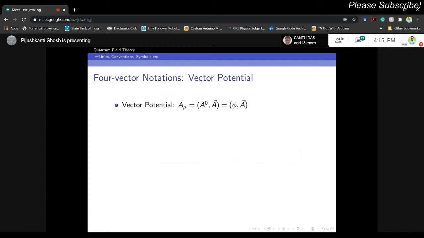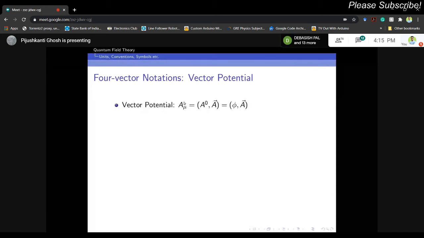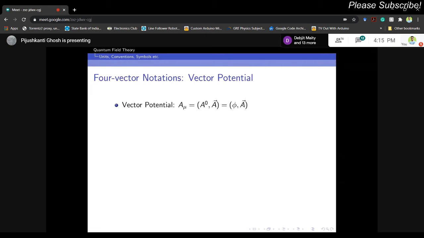So you're familiar, so no problem. Okay, so again I have some mistake here. This is a typographical error. If some of you are taking notes, this is contravariant, right? Mu is not a subscript, mu is a superscript. So A superscript mu is equal to (A0, vector A), and in electrodynamics, you know A0 as the scalar potential, and this you know as the vector potential.